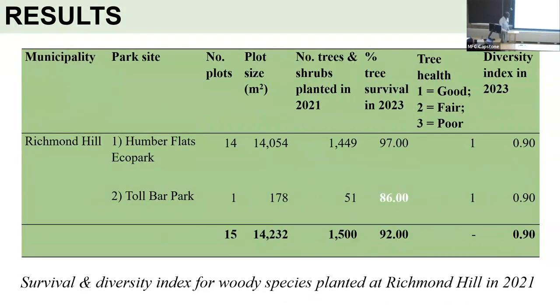In 2021, 15 plots were established at two park sites at Richmond Hill. 1,500 were planted and a 92% survival rate was recorded, with a minimum of 86% survival rate recorded at Toba Park. And the tree head status of all these 15 plots was rated good.